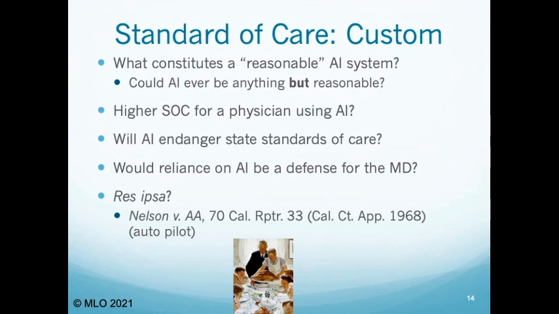I point to this Nelson case from California, where unfortunately an airline on autopilot crashed into a mountain, killing everybody on board, leading, of course, to litigation. Well, the court concluded that because the plane was being flown by autopilot, and assuming autopilots are done properly, presumably they don't crash planes into mountains, that res ipsa was indeed an applicable theory there. Would that apply to artificial intelligence? I don't think we know.